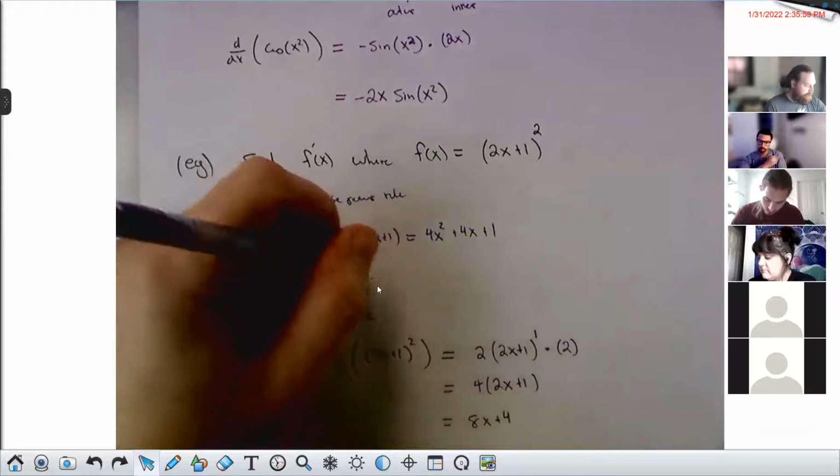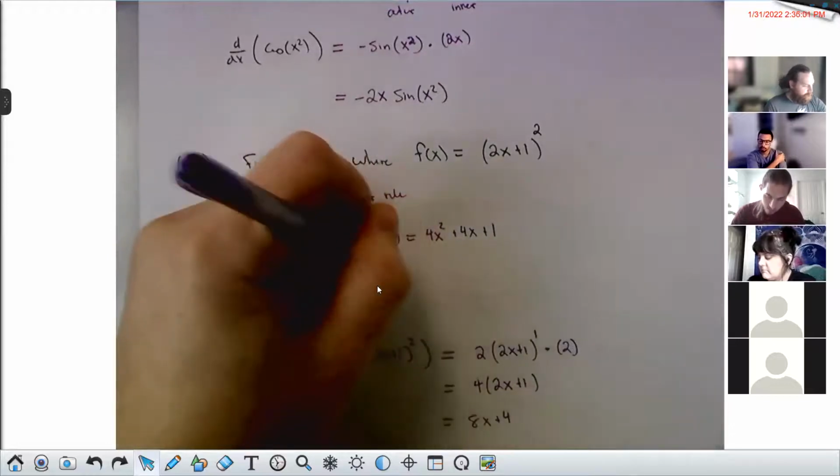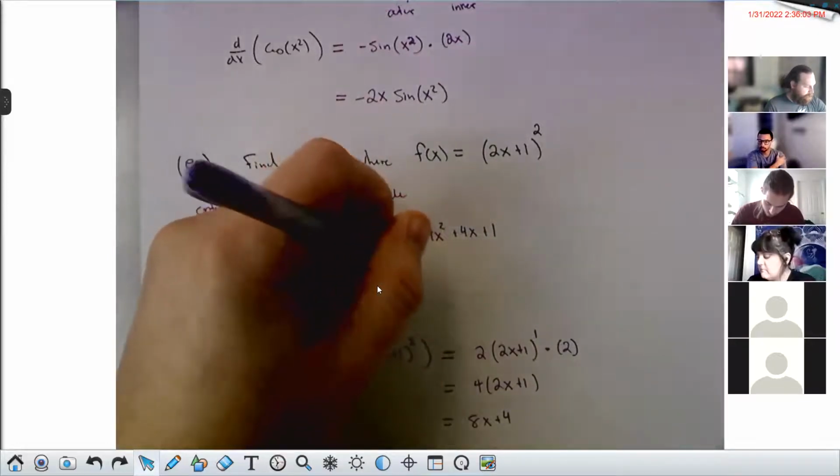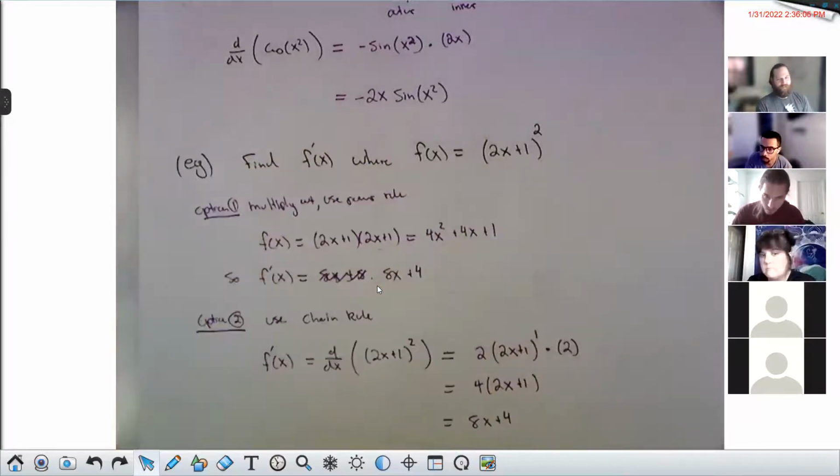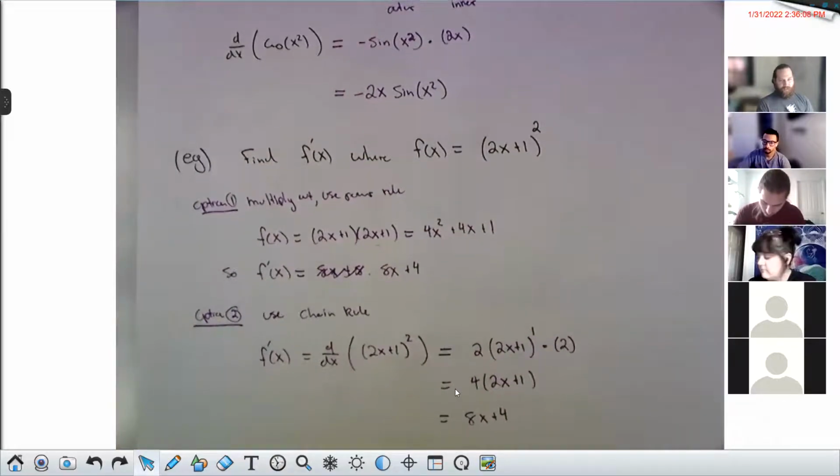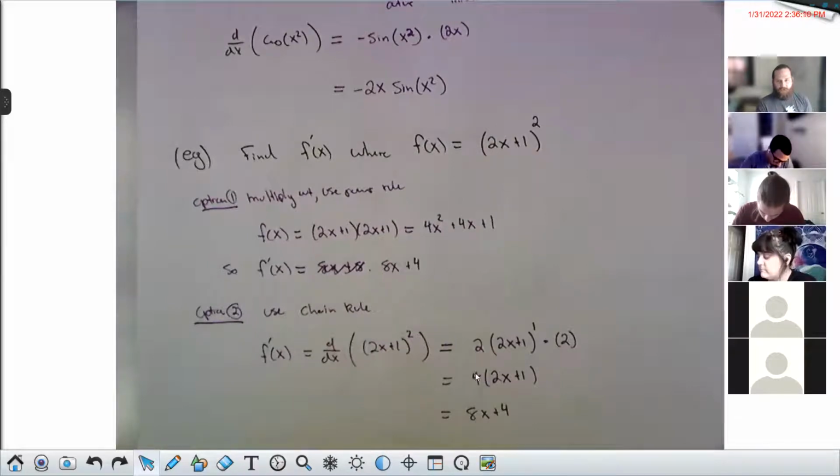The derivative of 4x squared is 8x. The derivative of 4x is 4. Yeah. And so you see, modulo my mistakes, you do get the same thing.